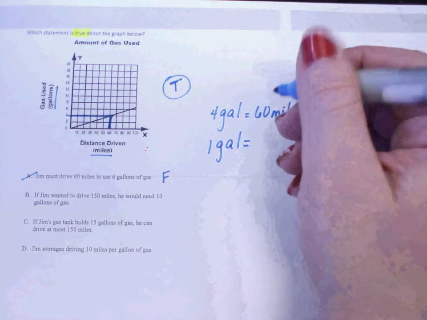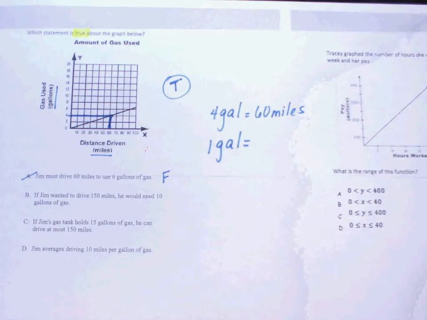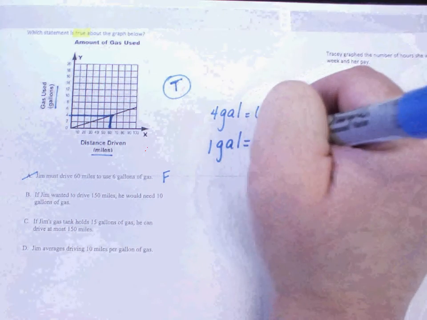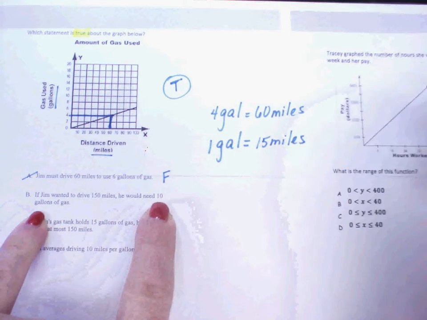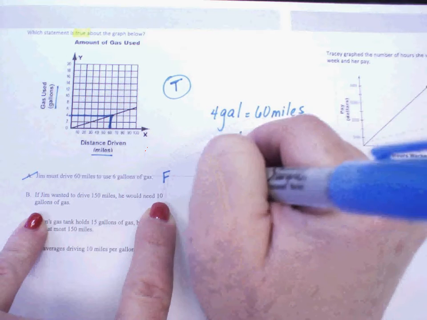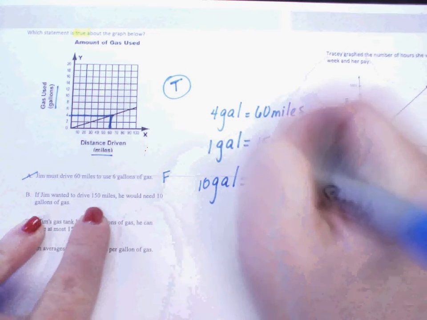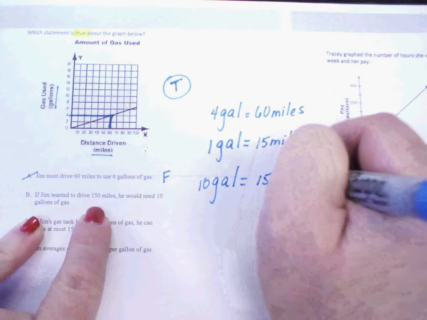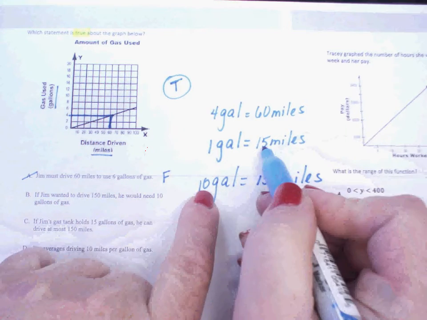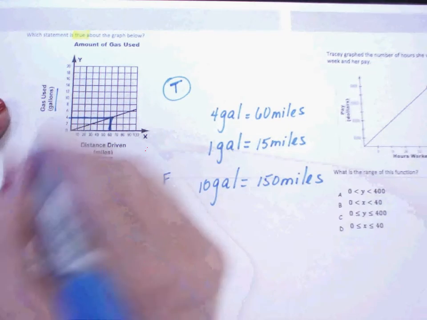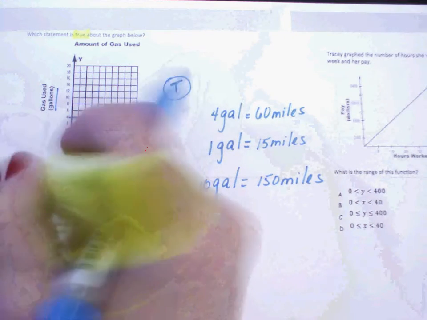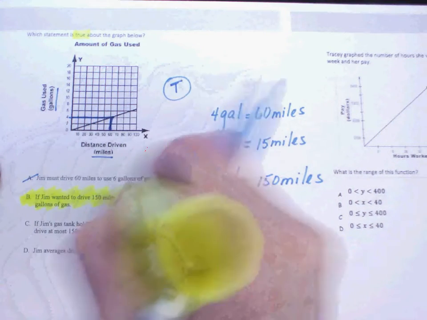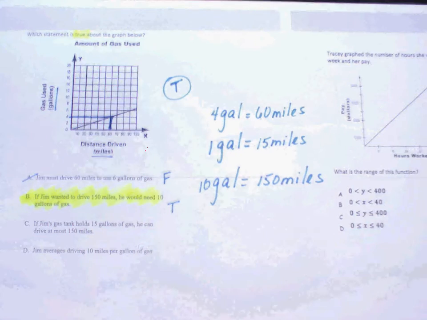What did you do to figure that out? Divide it. Very good. You're going to say 60 divided by 4. So 15 miles. So 1 gallon equals 15 miles. I need to figure out 10 gallons. 150 miles. Very good. All you needed to do was multiply 15 by 10. So this was the correct one. So it was letter B. All right, let's go to the next one.